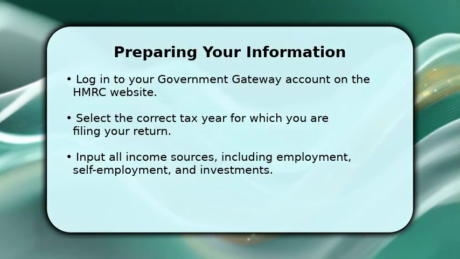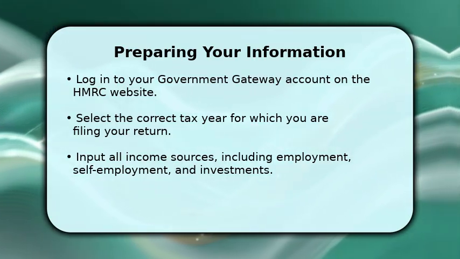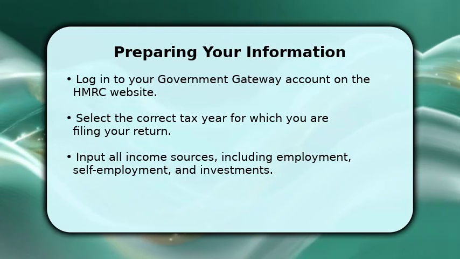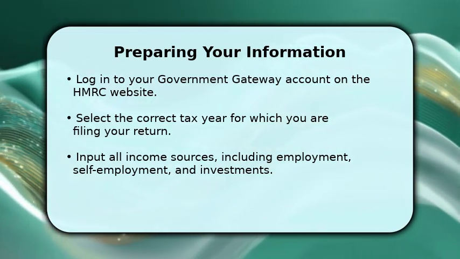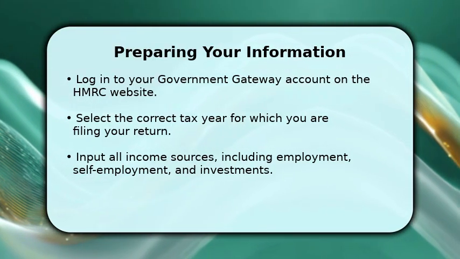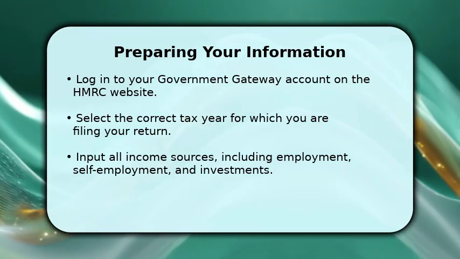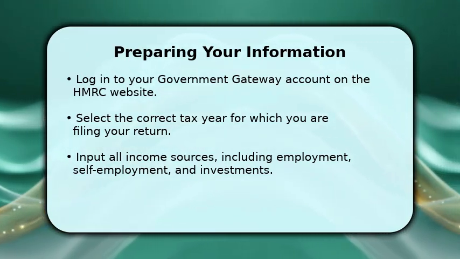Once you have your documents, log into your Government Gateway account on the HMRC website. It's important to select the correct tax year to ensure accuracy. Carefully input all your income details, whether from employment, self-employment, or other sources like property rentals or investments. Double-check these figures to prevent errors later on.